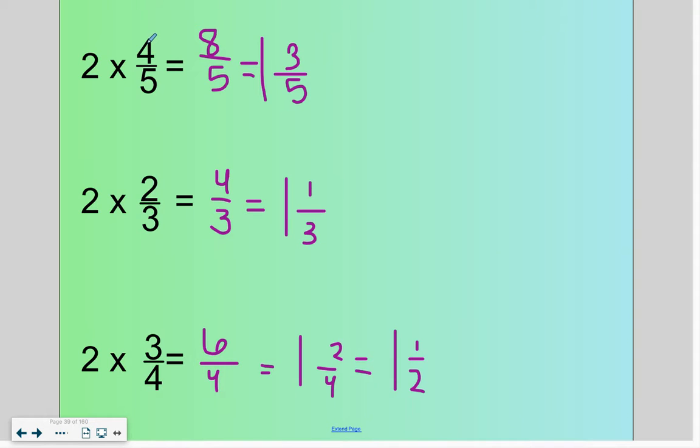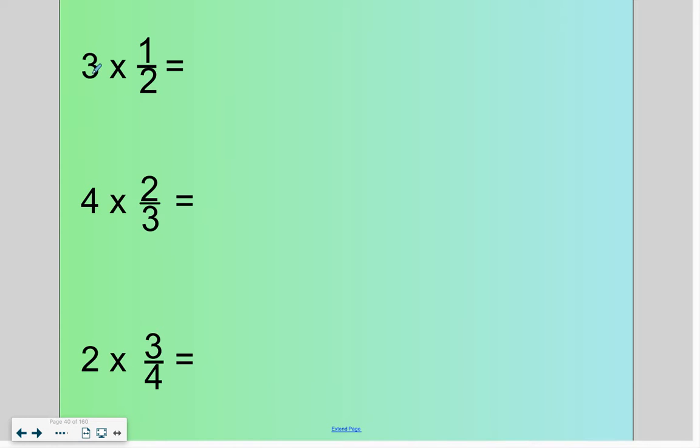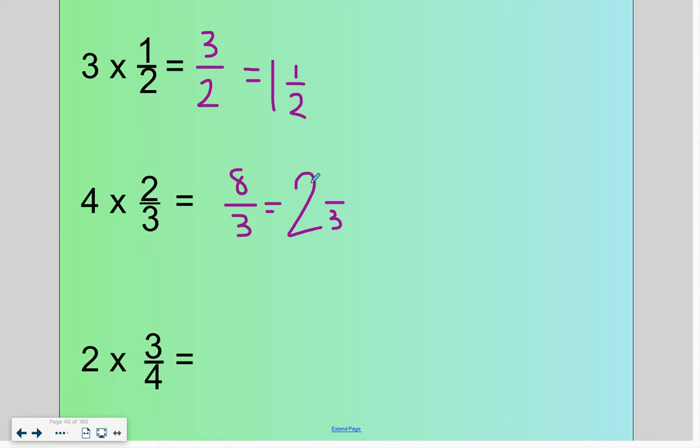Again, whole number times numerator, keep your denominator the same. Few more to try. 3 times 1 is 3. Keep your denominator the same. 3/2 is the same as 1.5. 4 times 2 is 8. Keep your denominator the same. 3 goes into 8 two times because 3 times 2 is 6, and you'd have 2 left over. And this was similar to the page before, where your answer equals 1.5.